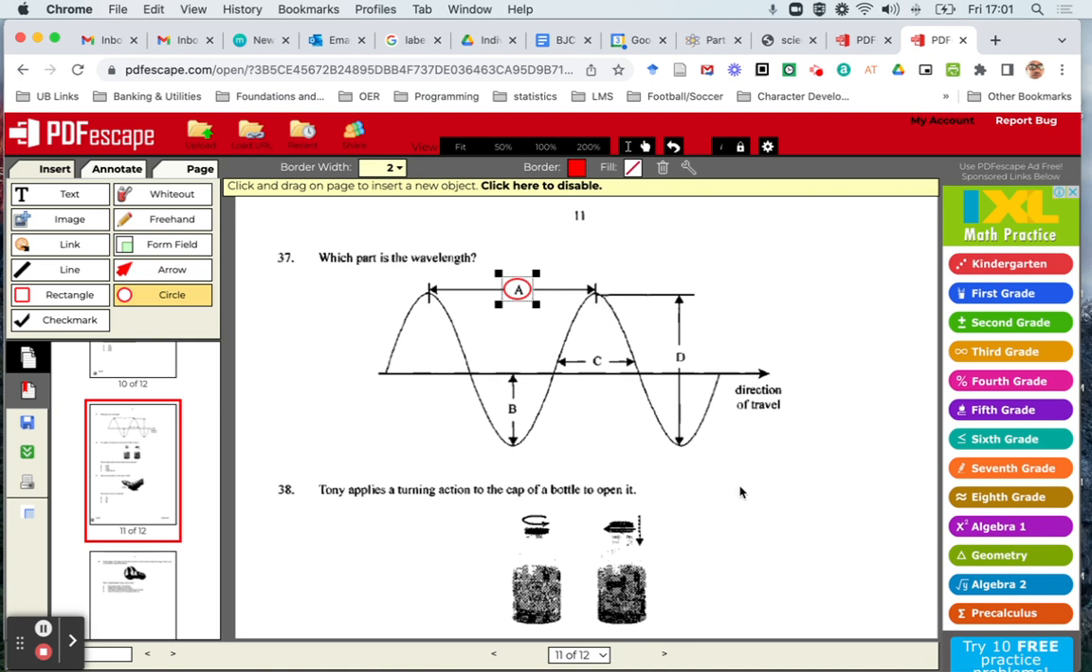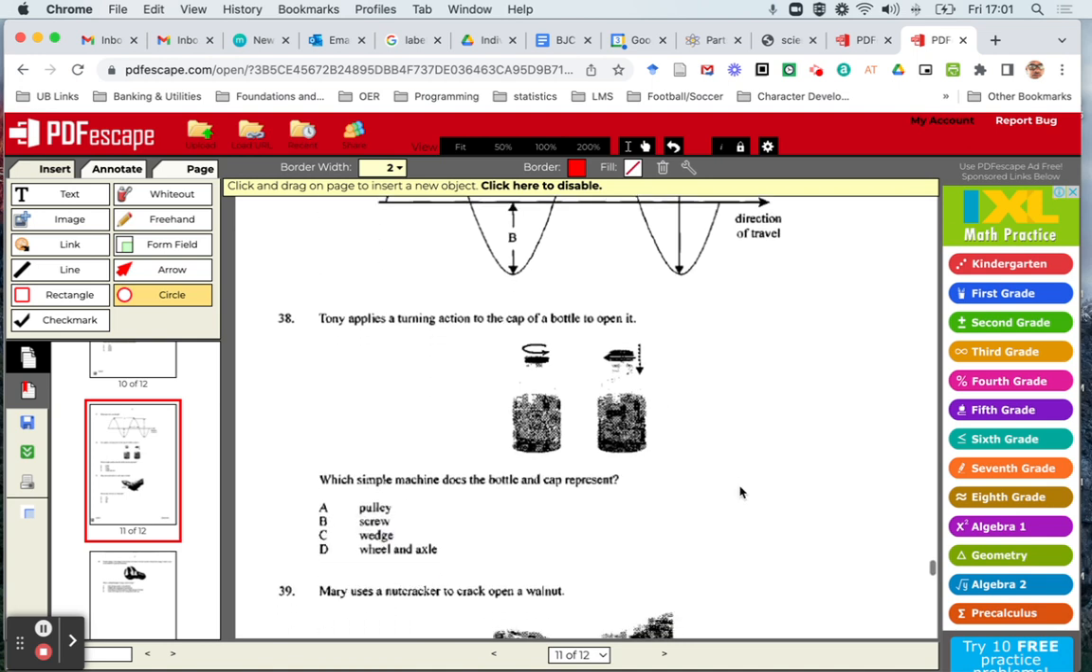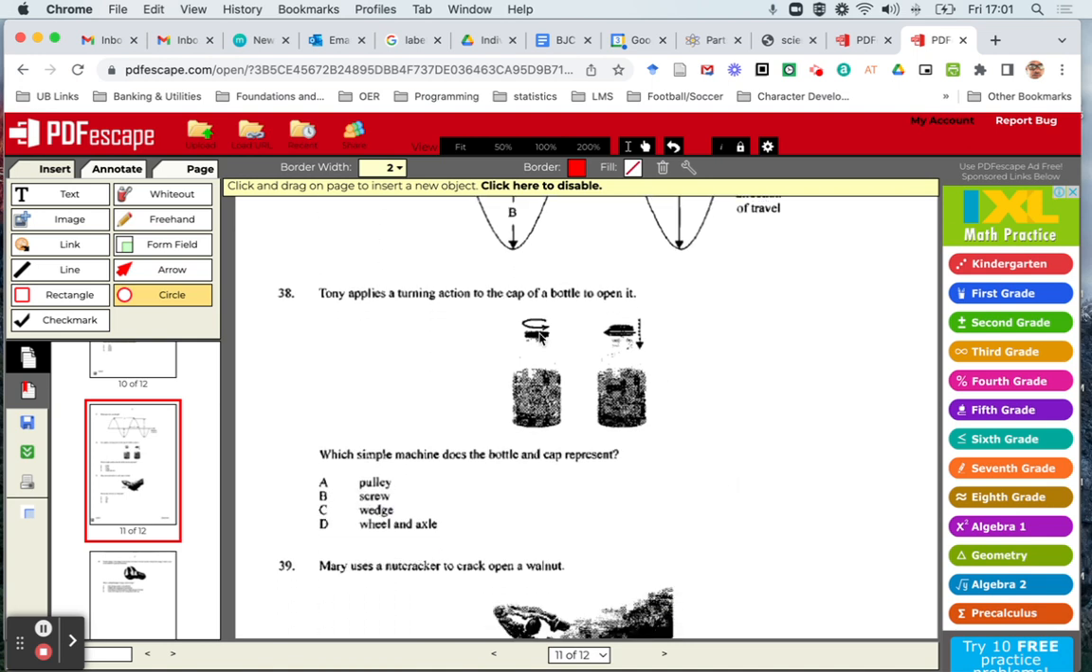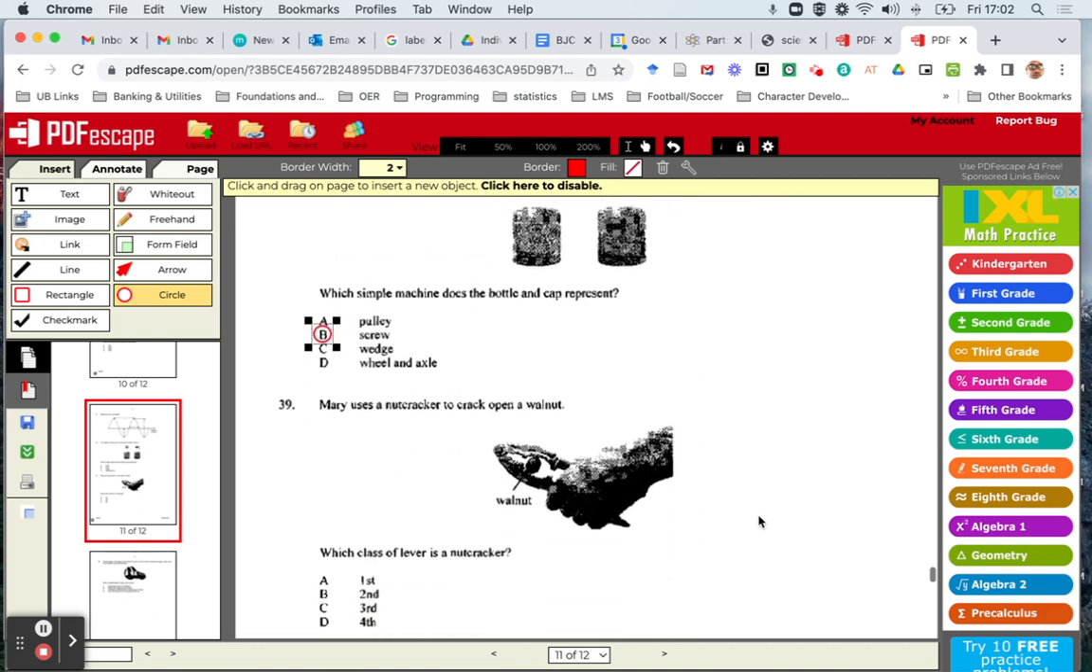That's the wavelength. Tony applies a turning action to the cap of a bottle to open it. Which simple machine does the bottle and cap represent? Pulley, screw, wedge, wheel and axle. It's going to be screw. And 39.